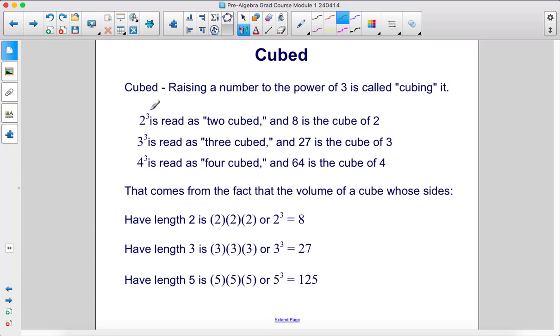2 to the 3rd is read as 2 cubed, and the answer is 8. 3 to the 3rd is read as 3 cubed, and the answer is 27. 4 to the 3rd is read as 4 cubed, and the answer is 64. And that comes from the fact that the volume of a cube whose sides have length 2 is 2 times 2 times 2, 2 cubed, which is 8, and so on.